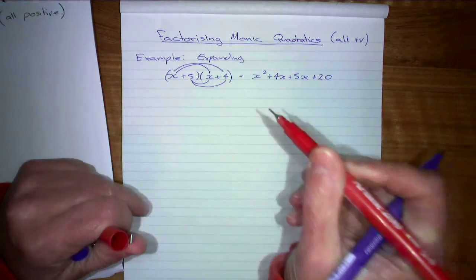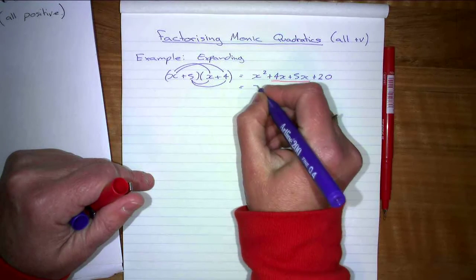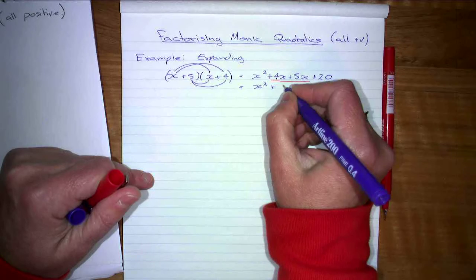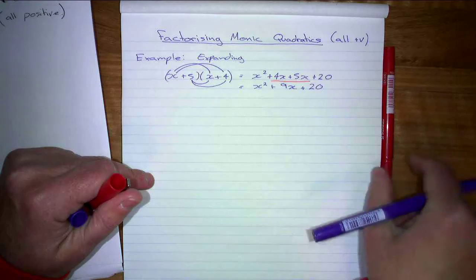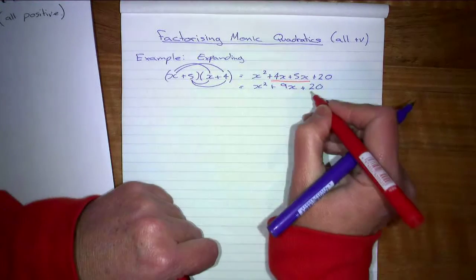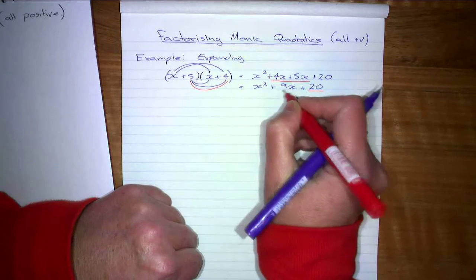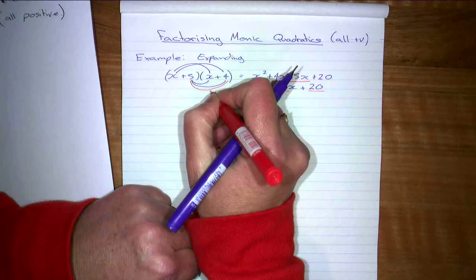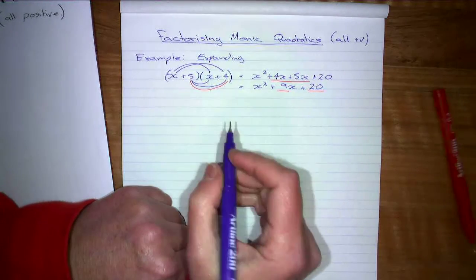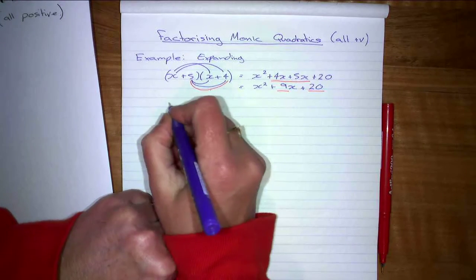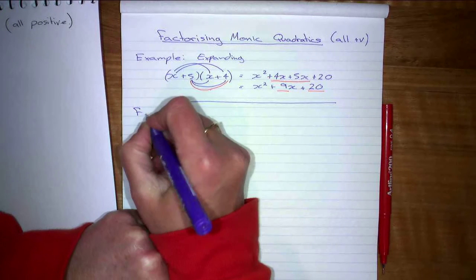Then we collect for any like terms, so that's these ones in this case. So our answer is x squared plus 9x plus 20. So we can see from this that this 20 comes about by multiplying these last two terms, but this 9 comes about by adding the same two terms. So we can use that as a focus for our factorising. So let's look what happens when we have to factorise.